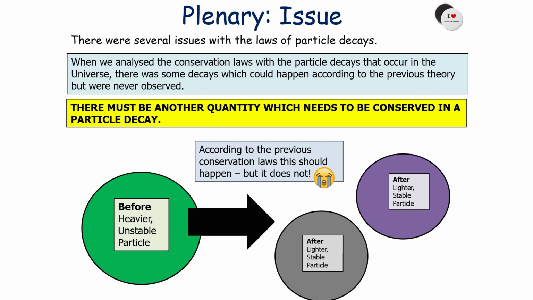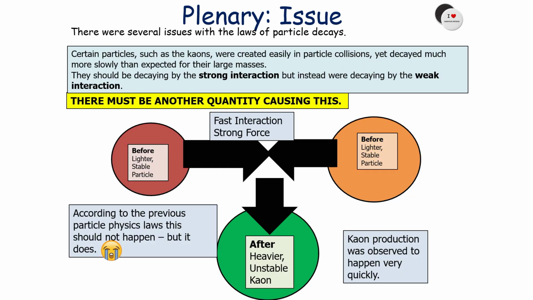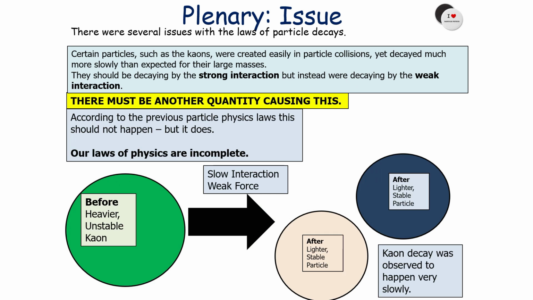Now, there were several issues with our laws of particle decays. When we analysed the conservation laws with the particle decays that occur in the universe, there were some decays that should happen and could happen, but don't happen, and we never observe them. So there must be another quantity which needs to be conserved in a particle decay. So our laws of physics were incomplete. In addition, certain particles like kaons were created easily in particle collisions, yet decayed much more slowly than expected for their large masses. So they should have decayed by the strong interaction, but instead were decaying by the weak interaction. So another quantity must be causing this. So our laws of physics were incomplete.